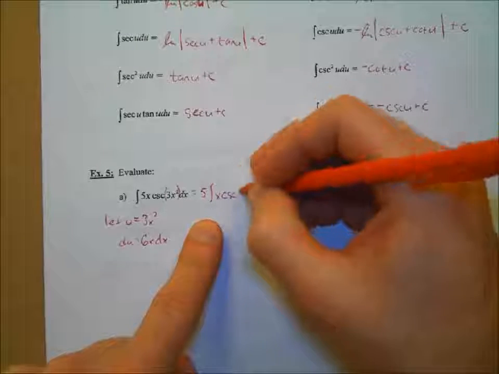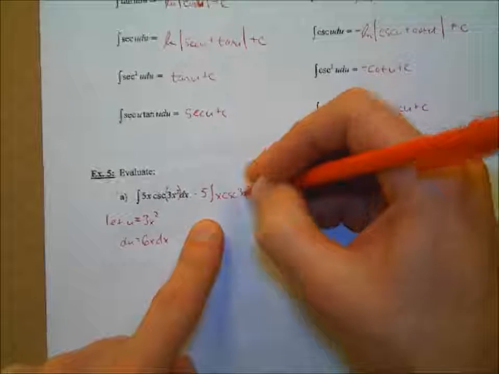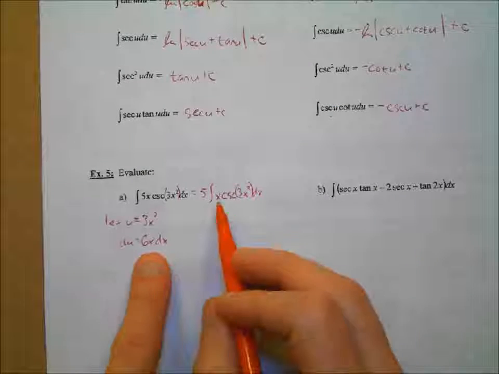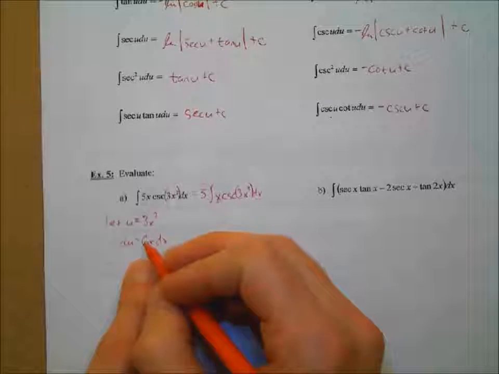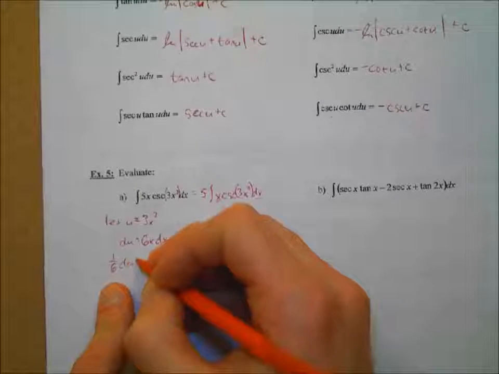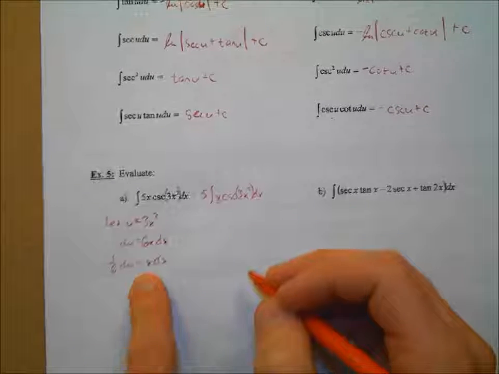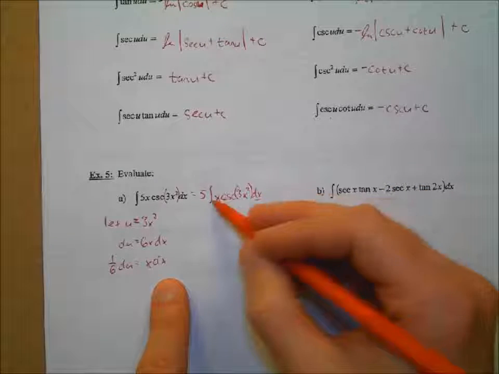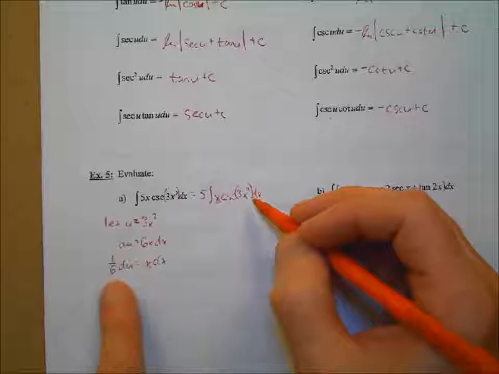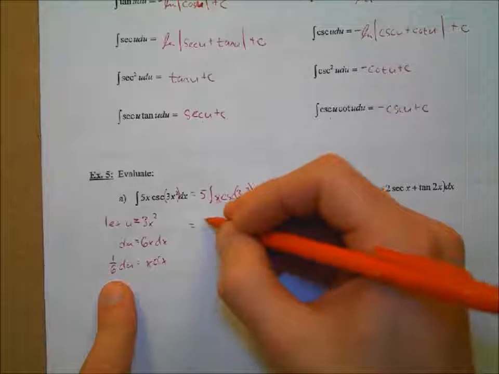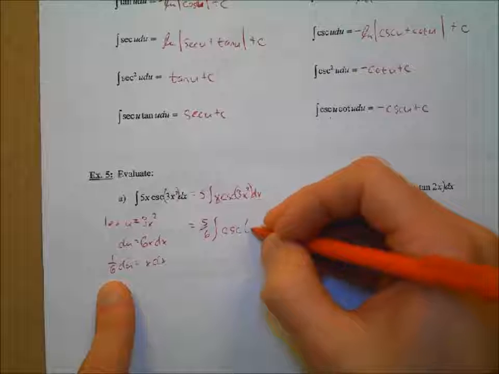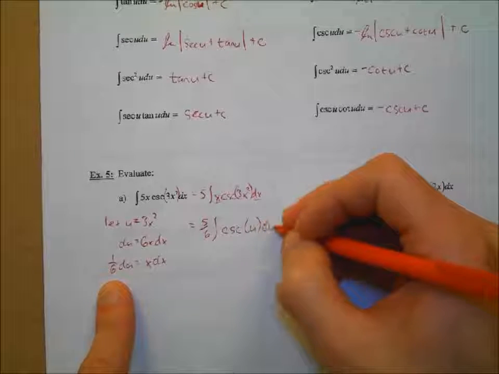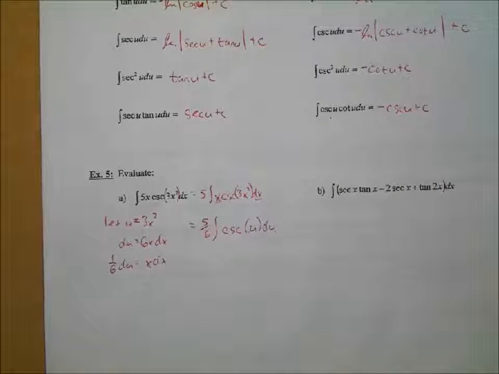That 5 coefficient, I'm going to pull that 5 coefficient out front, so I'll make it 5 integral x cosecant of 3x squared dx. Okay, we have an x dx right here. We don't have a 6x dx. I'm going to move the 6 over here, make it 1/6 du equals x dx. So now we have the x dx matched here. The x dx is matched, and so then 1/6 du will replace that, and so we'll have 5/6 integral cosecant of u du.